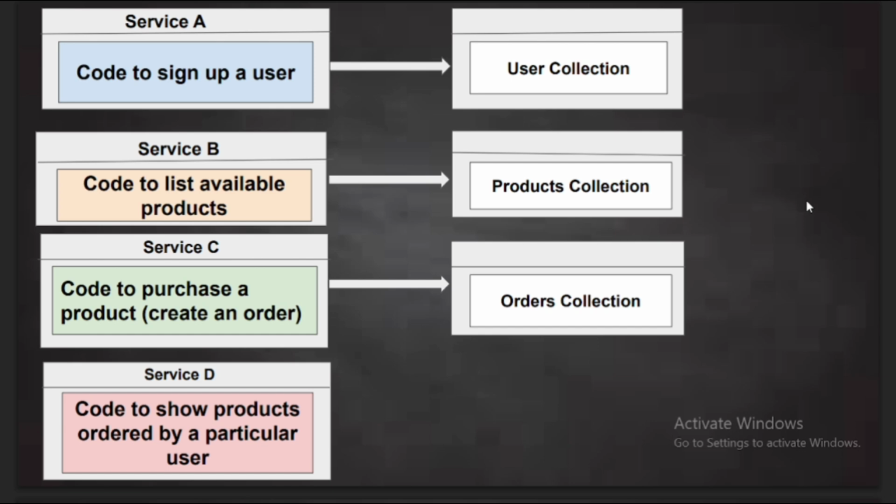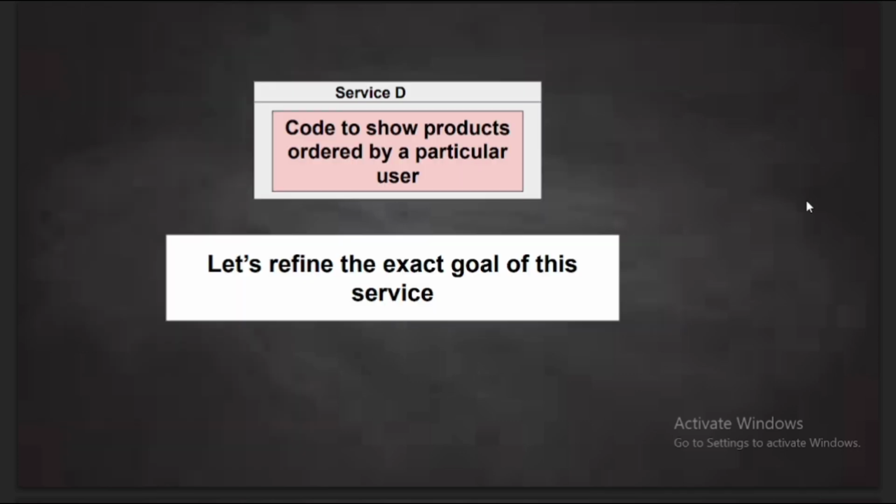So suppose we again focus on introducing a new service D for our e-commerce application, which just has 3 existing services. A more exact idea of what we need from service D is we have code to show the products ordered by a particular user. This is the precise goal of service D.